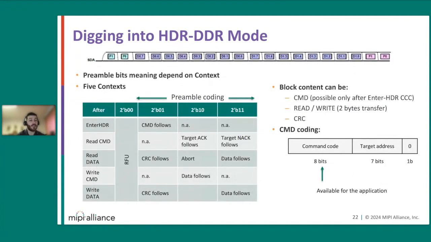And here you see the preamble bits will be dependent on what is being sent. So for an enter HDR, you can see a preamble of binary 0, 1 says that a command is going to follow. If you don't get that, then you know the command will not be following. Whereas for the read data, your preamble will depict whether a CRC or data follows. Same with the write data. These commands are the standard way that we do any communication within HDR DDR.